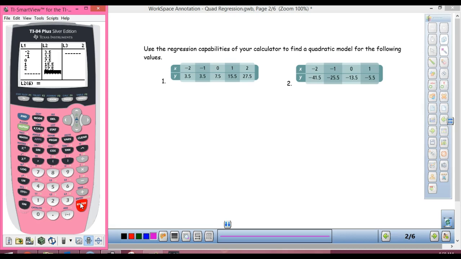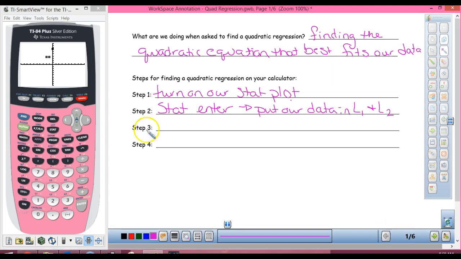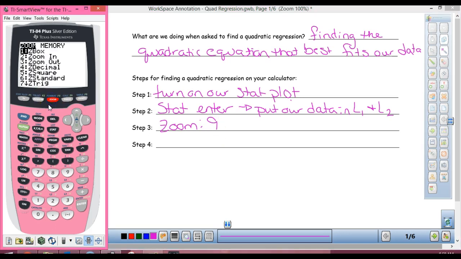All right, so now, hit graph. And it's kind of hard to see. We see a couple little dots, right? But not much. So in order to see it, what we are going to do is hit zoom 9. Zoom is right here, and we want zoom stat, because that's what we're doing right now with stats. Hit zoom 9, and there it's graphed for us.